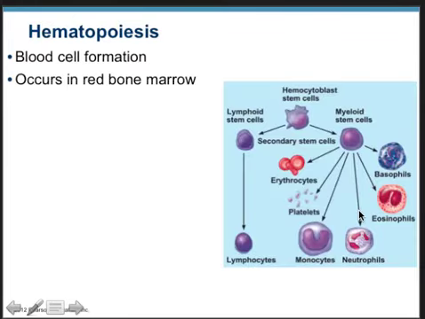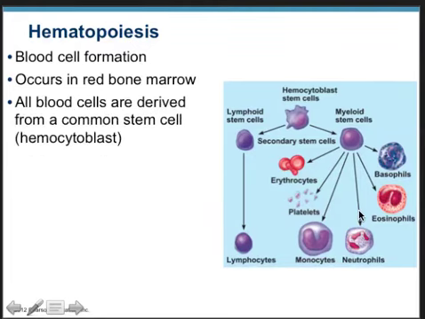Hematopoiesis is the process of red and white blood cell formation, and it occurs primarily in the red marrow, which in the adult is found in the rib cage, the clavicle, the scapula, the sternum, and the os coxa, as well as the sacrum and the coccyx and the heads of the femur. The long bones of the adult contain yellow marrow, which is primarily adipose tissue.